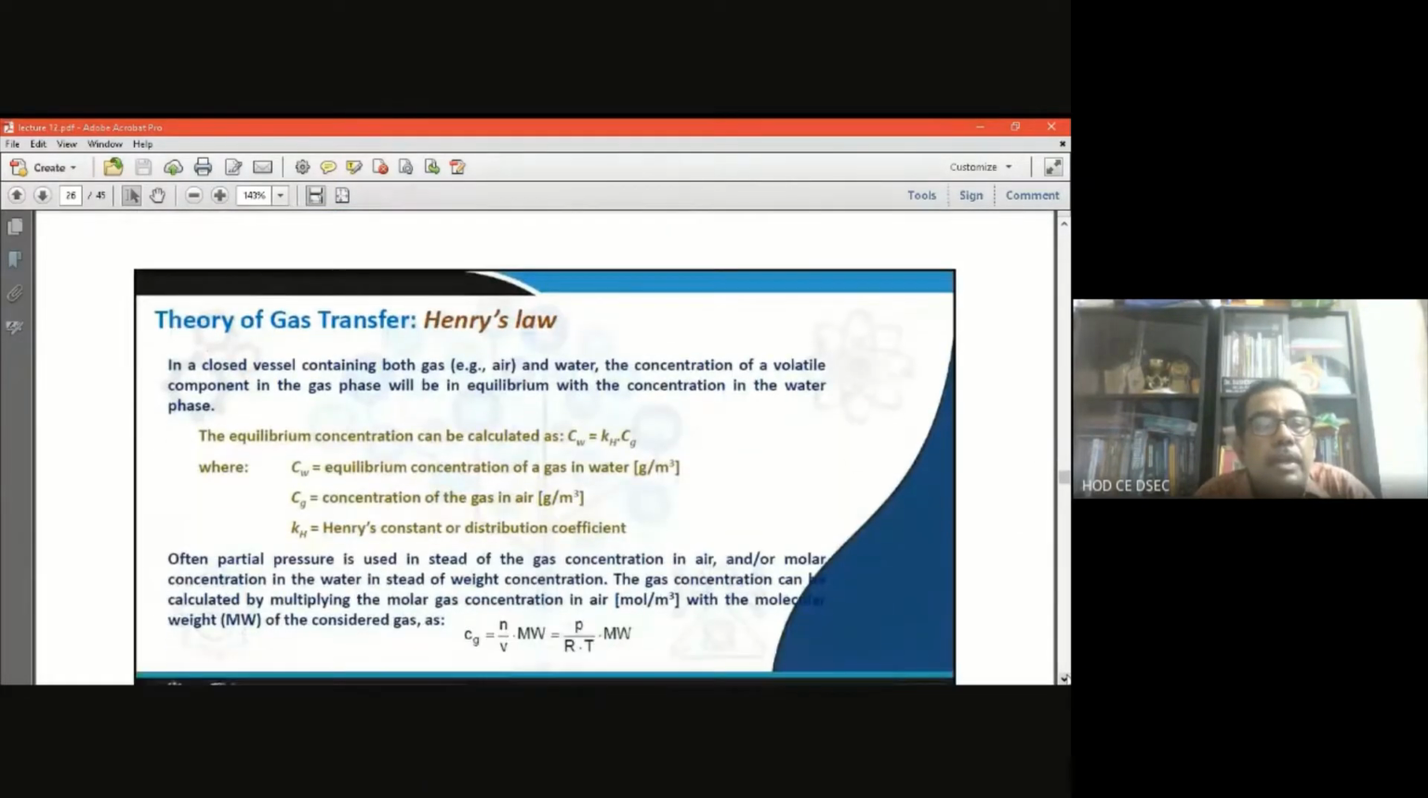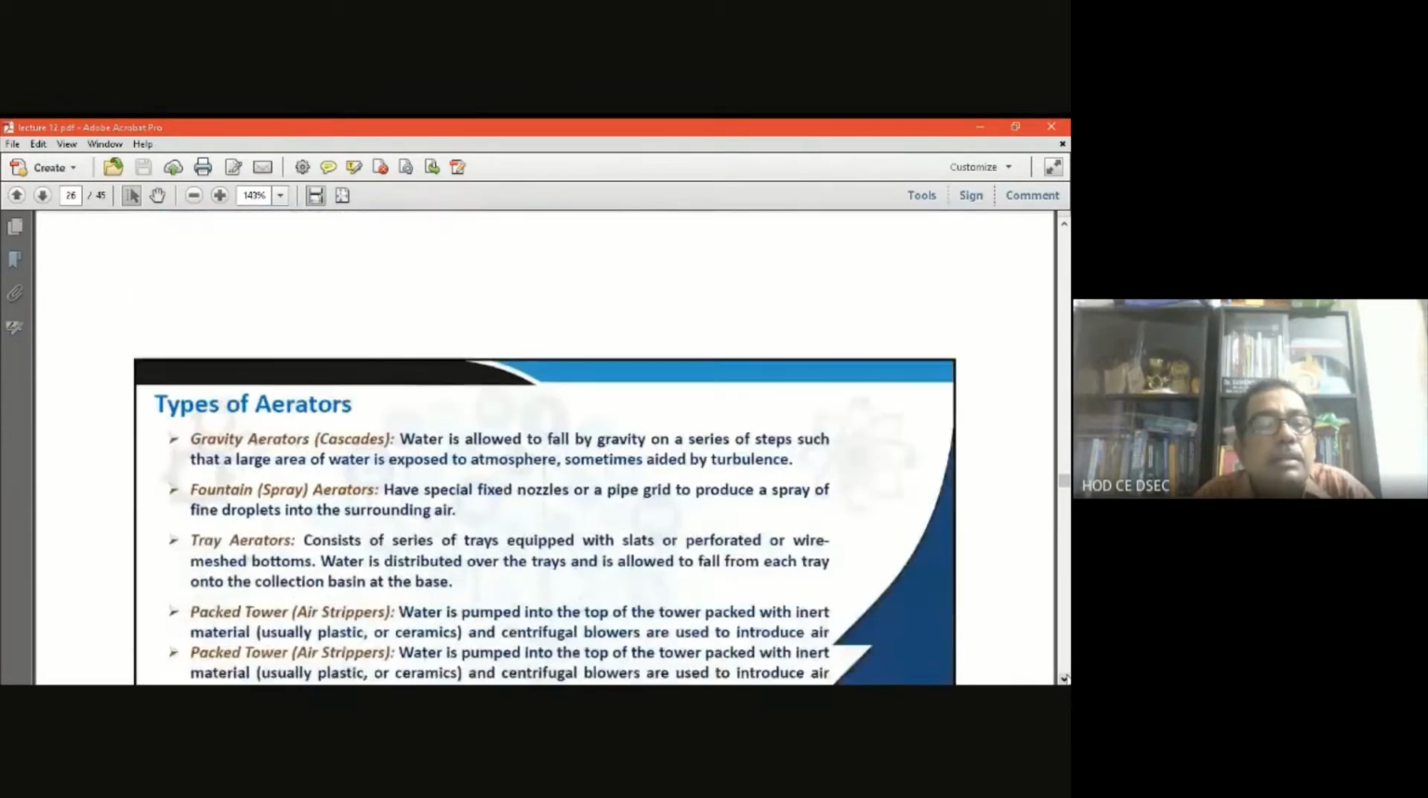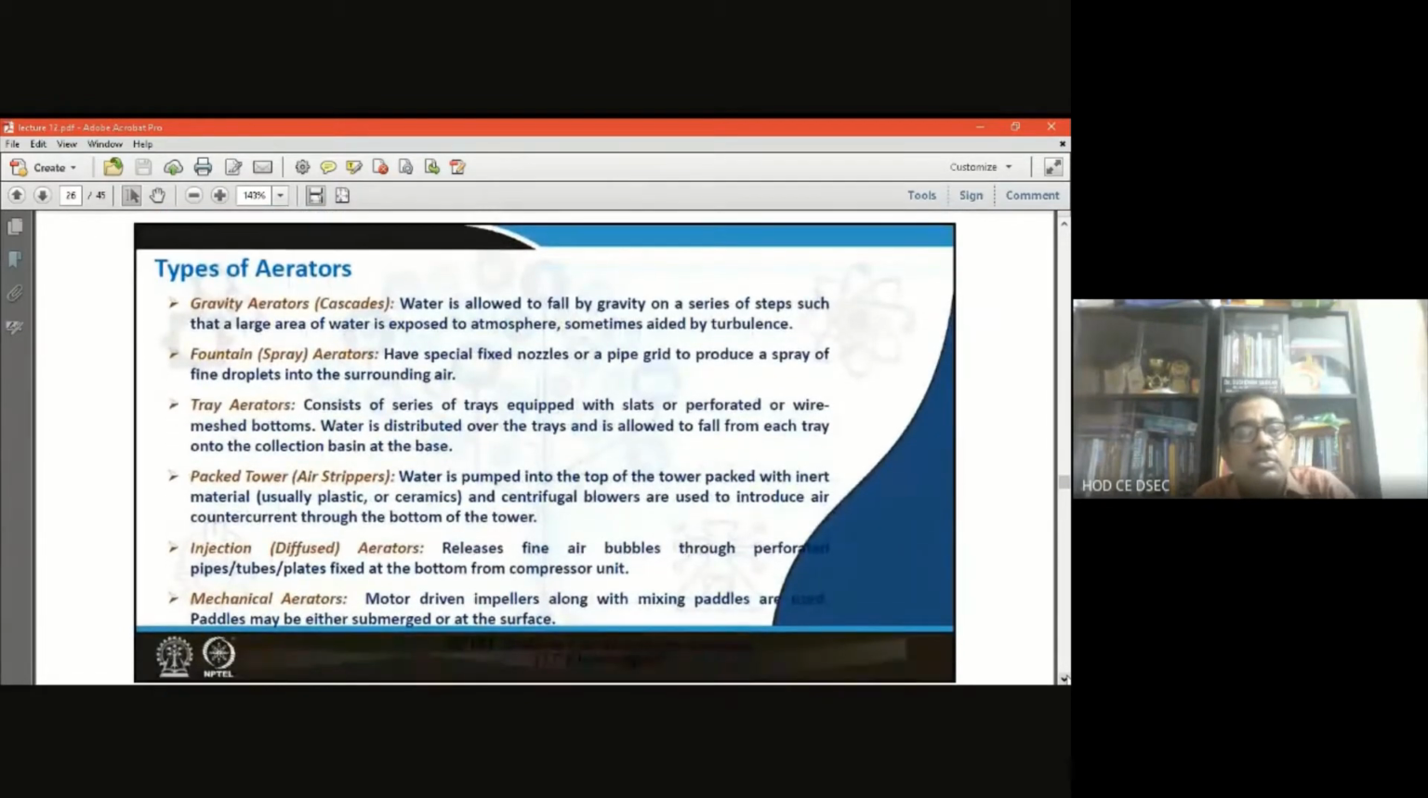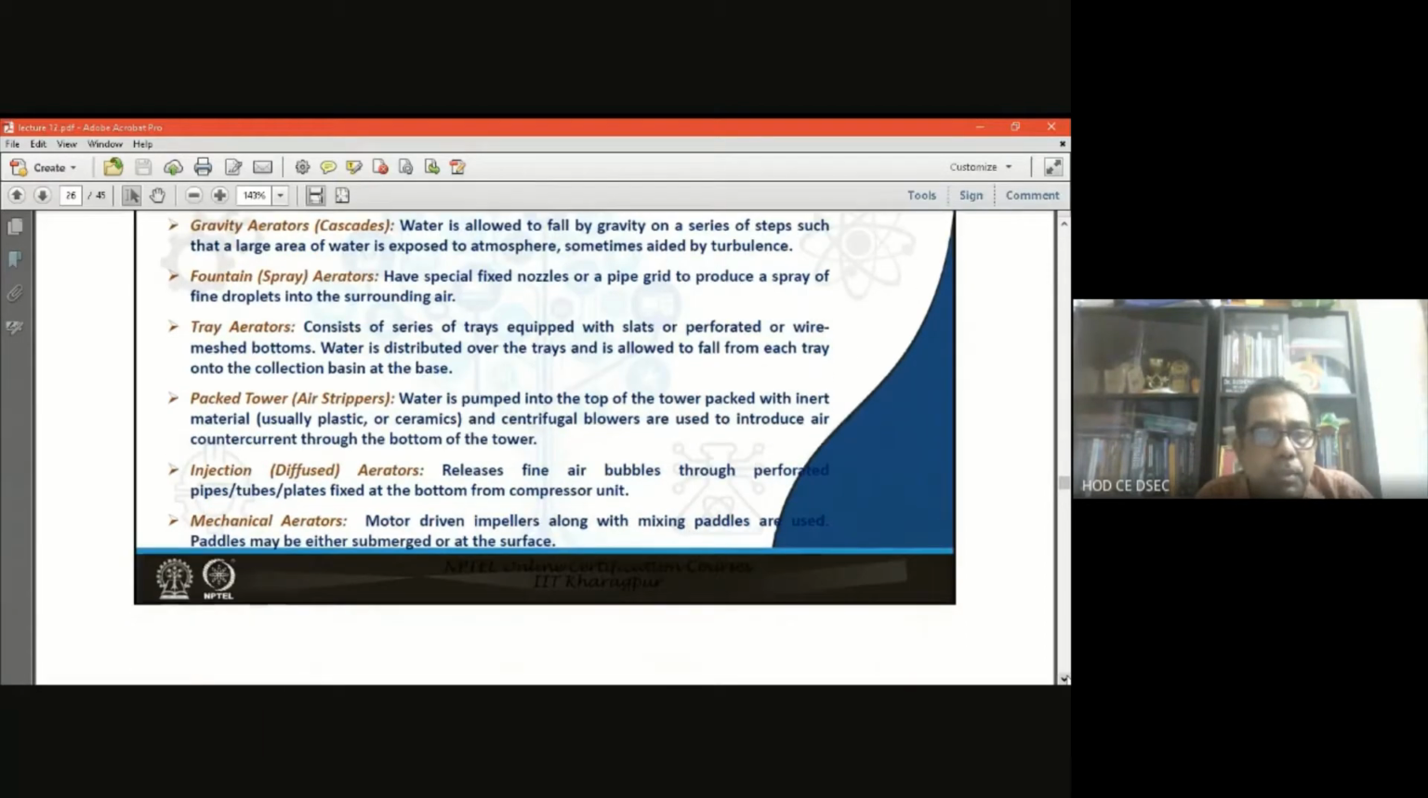So in theory, this is the system of aeration. Now the aeration is being done by aerators, that is, mechanical device aerators. Here I will describe the different types of aerators to give you some acquaintance with them. First, gravity aerators. Gravity aerators means water is allowed to fall by gravity on a series of steps, such that a large area of water is exposed to the atmosphere, sometimes aided by turbulence. I can show you the photographs, then you can understand.